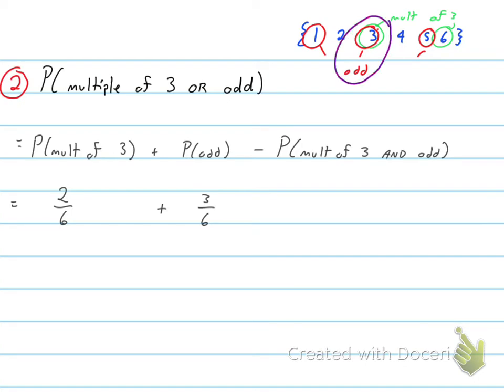Notice here how the number 3 I counted in both categories. So as of right now, I'm double counting it, where I'm including it as a multiple of 3, and I'm including it as an odd number. So I need to subtract that overlap. So a 3 counted for both of them. Rolling the number 3 is a multiple of 3 and odd, so I'm going to be doing 2 out of 6 plus 3 out of 6 minus 1 out of 6. Easy calculation here in the sense that these have the same denominator, so I'm just really doing 2 plus 3 minus 1 over 6, which is 4 out of 6, or 2/3.